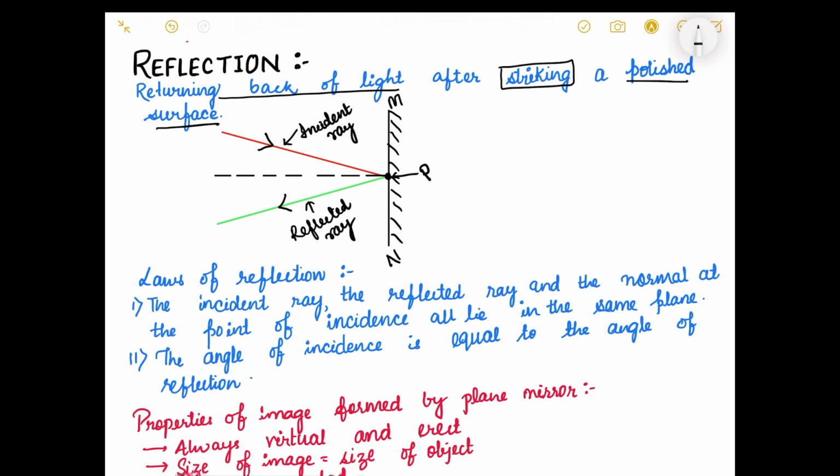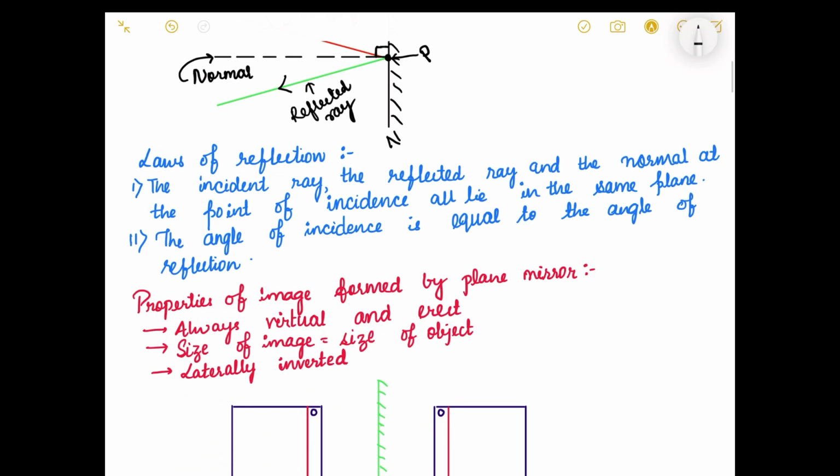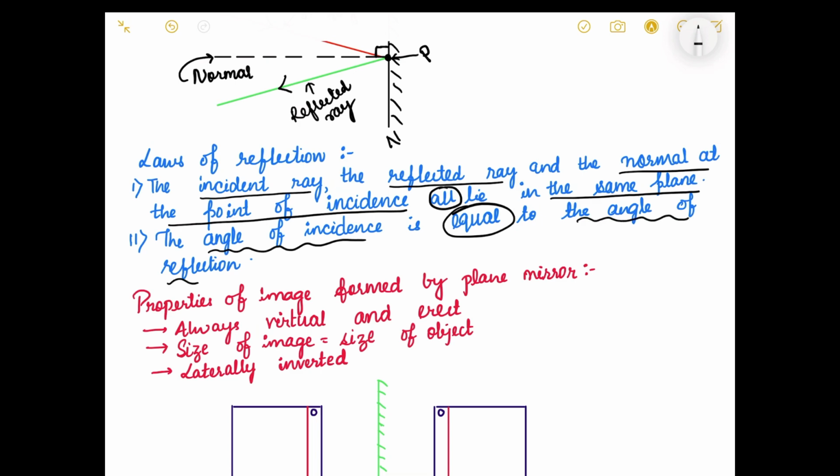So now if I draw a line which makes 90 degrees with this surface, then this line is known as the normal. Here the dotted line is known as the normal. Now let us discuss the laws of reflection. First, the incident ray, the reflected ray and the normal at the point of incidence all lie in the same plane, and the angle of incidence is equal to the angle of reflection.